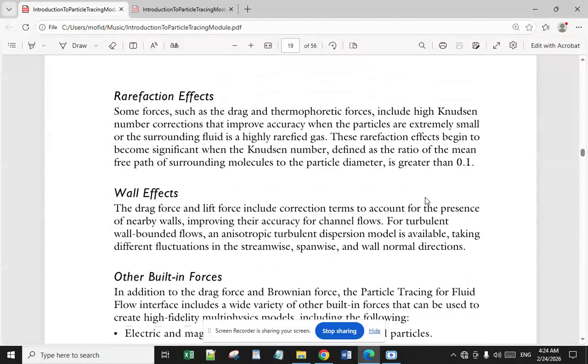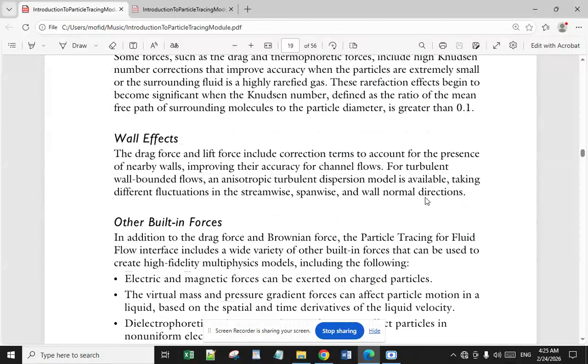The next one is rarefaction effects. Some forces, such as the drag and thermophoretic forces, include high Knudsen number corrections that improve accuracy when the particles are extremely small or the surrounding fluid is a highly rarefied gas. The rarefaction effects begin to become significant when the Knudsen number, defined as the ratio of the mean free path of surrounding molecules to the particle diameter, is greater than 0.1.